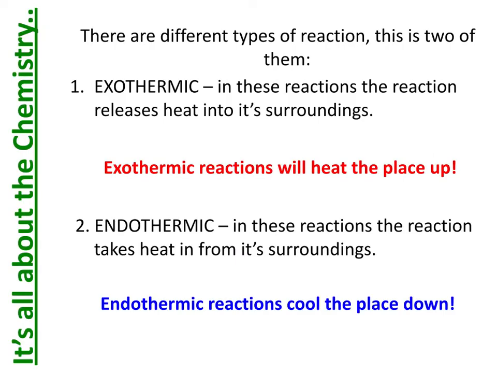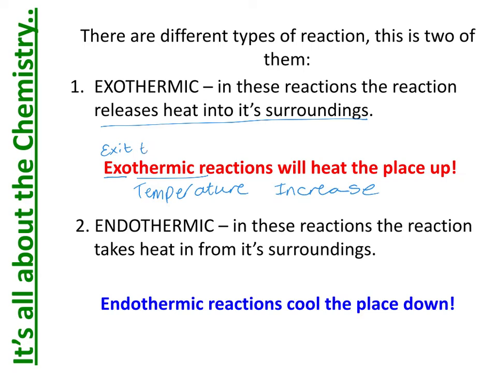Okay, so there's 2 different types of reactions we could use. If something is exothermic, the reaction will heat up the place, so you'll see a temperature increase. And this is because heat is being released into the surroundings. So what we do is we say exit heat. So we go heat exits. So that's how we remember it. It's an exothermic reaction, it's heat exiting. Okay. Then we've got endothermic reactions. They take heat from the surroundings, so it will cool the place down. And we say heat enters.